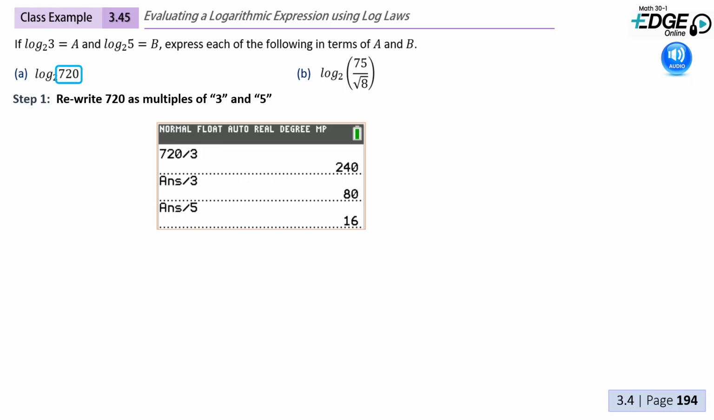So 720 divided by 3 is 240, so it goes in evenly. And then 240 divided by 3 is 80. And then 80 divided by 5 is 16. So what that means is we can rewrite log base 2 of 720 as log base 2 of 3 squared times 5 times 16. And we'll show you what to do with that 16 in the end.